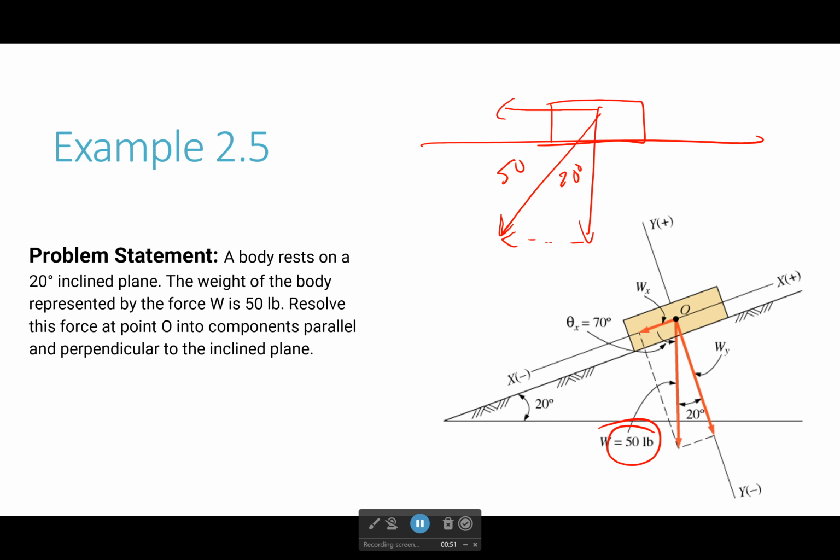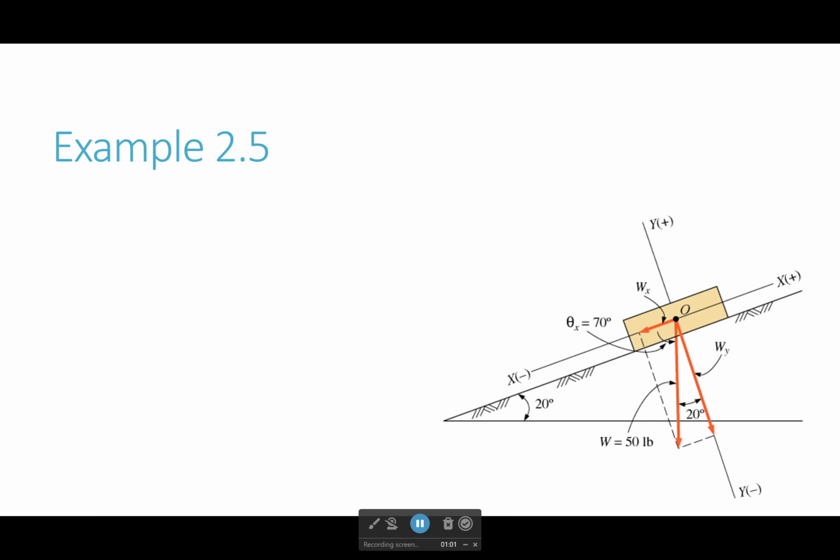So do not worry about these problems. They're always the same thing. They're always the same exact setup. And once you've mastered it, you're golden. So work on this trig.